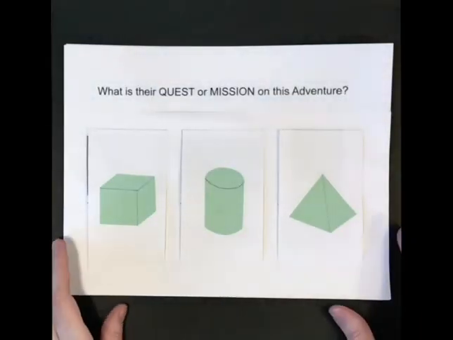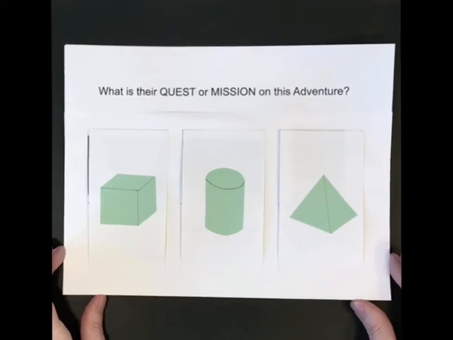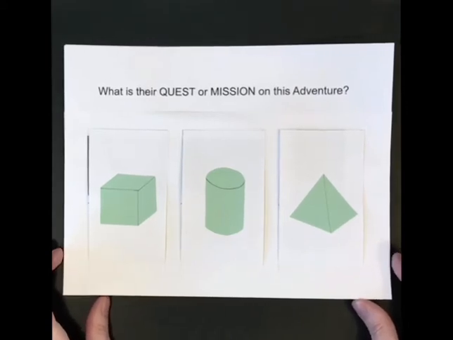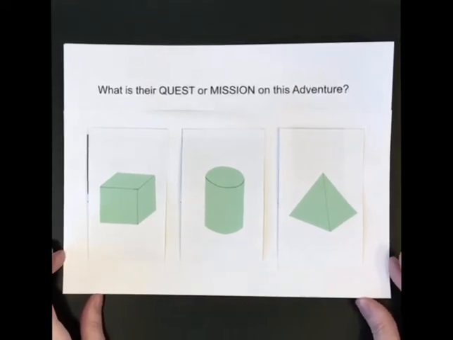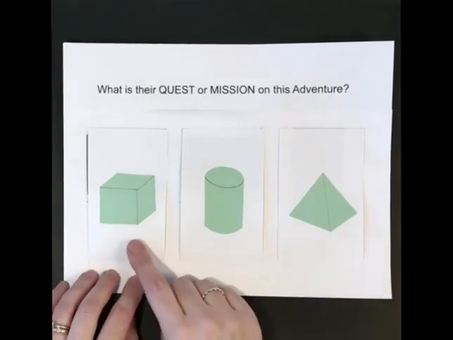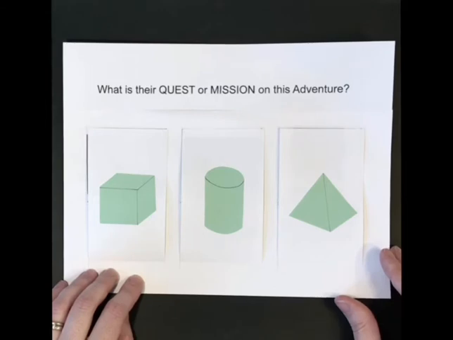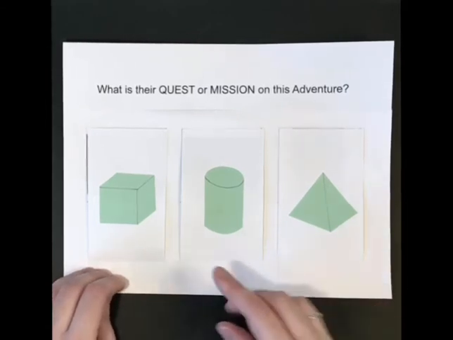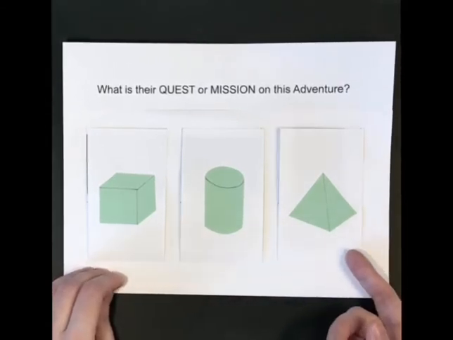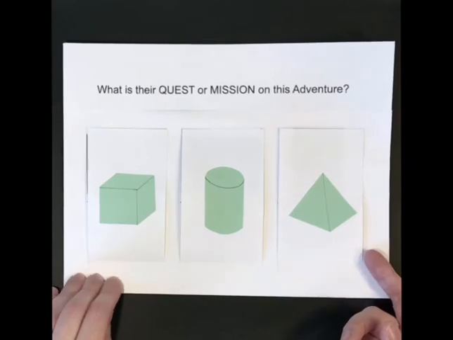Here's the main part of our adventure. We need to know, what is the quest or mission on this adventure? Here we have 3 forms. Forms are 3D shapes. We have a cube, a cylinder, and a pyramid.